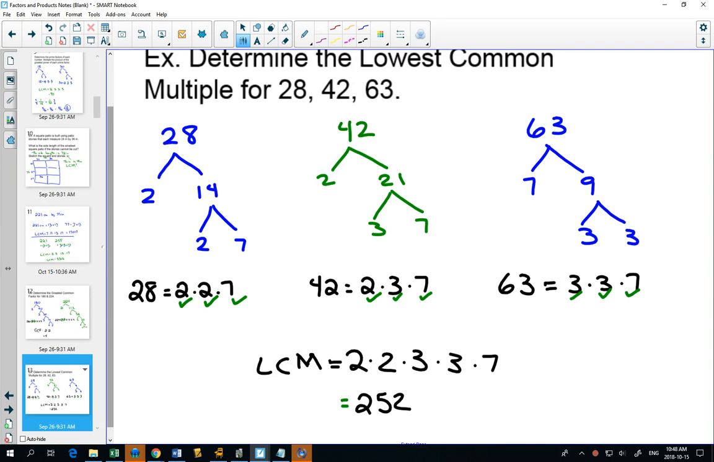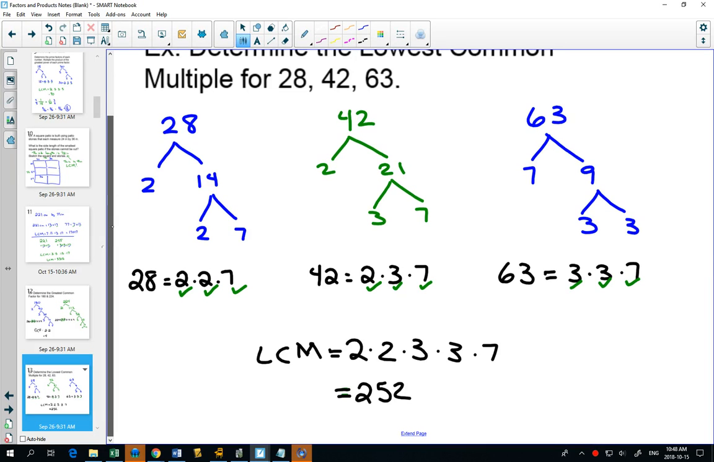Did someone check this already? Yep. That's right? Yep. Okay, good. 252 would be our least common multiple of all of them. If you wanted to use the other technique, you could start listing. So you'd go 28, 56, and keep writing down your multiples of 28. 42, 84, and keep writing them down. 63, okay? But again, if you make an adding mistake on that, you're going to throw things off. And if the number's really, really high, you might be doing it for a very, very long time. This is a little bit quicker.